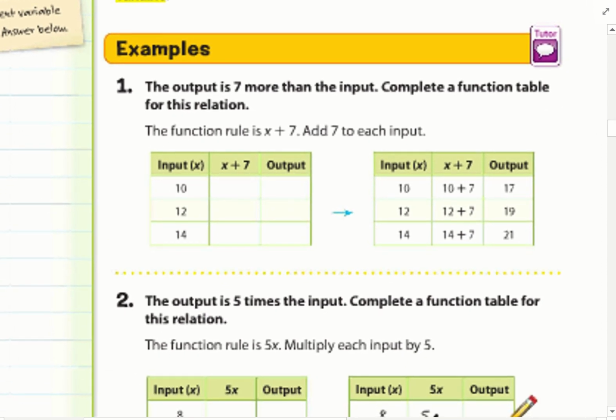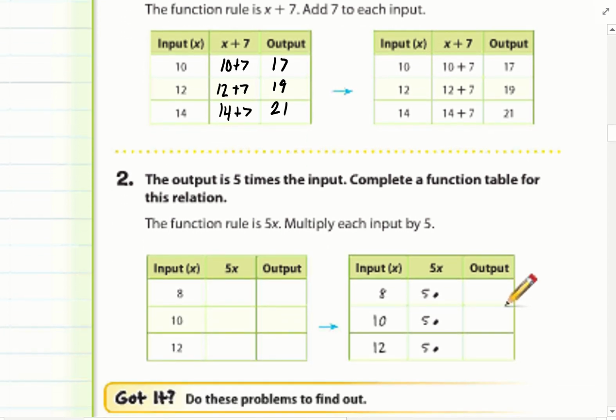So the output is 7 more than the input. Complete a function table for this relation. So the output is 7 more than the input. So if it's 7 more, then our function rule is going to be x plus 7. So if the input is 10, 10 is going to equal x. So we have 10 plus 7. It's going to be 17. If the input is 12, 12 plus 7 is 19. If our input is 14, that's 14 plus 7, and that's going to be 21.